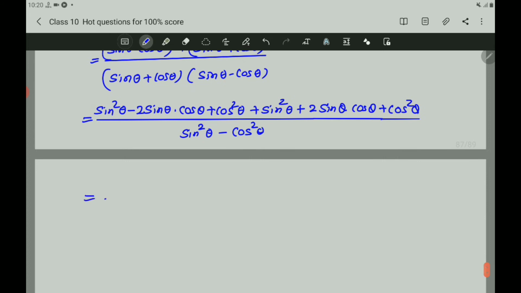Then you write here minus 2 sin theta cos theta and plus 2 sin theta cos theta cancels. So cancel them. Then sin square theta plus cos square theta, sin square theta plus cos square theta plus, here you can write sin square theta plus cos square theta.